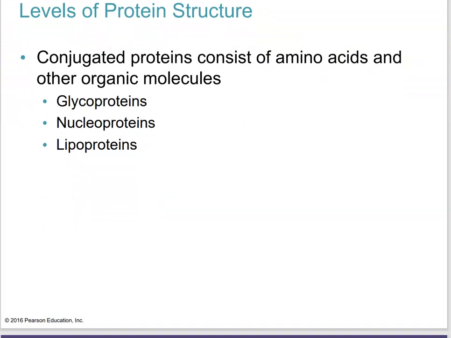Okay, so here's another sidetrack. Sometimes proteins can be attached to other organic structures, and so we can attach a protein to a carbohydrate, and then we call it a glycoprotein. We also can attach a protein to a nuclear structure. That would be a nucleoprotein, usually attached to a nucleic acid type of molecule. Or if the protein is attached to a lipid, then we call it a lipoprotein.